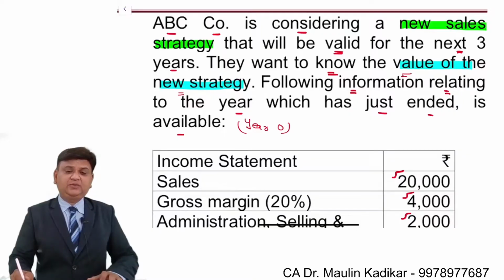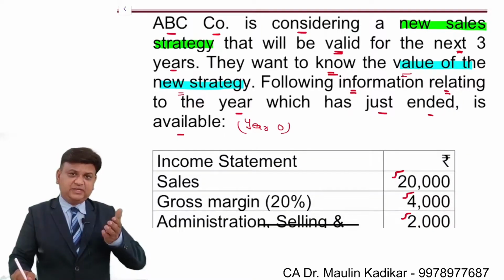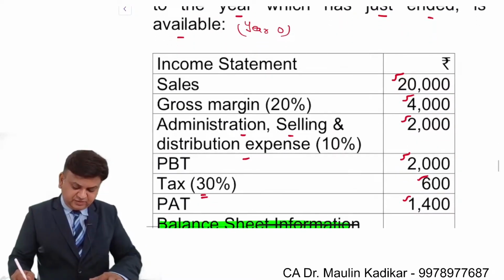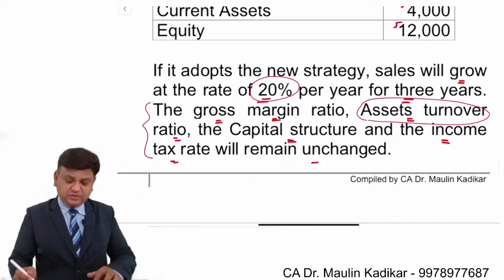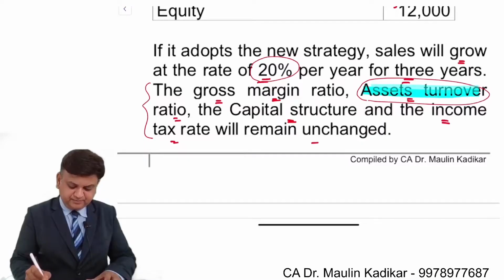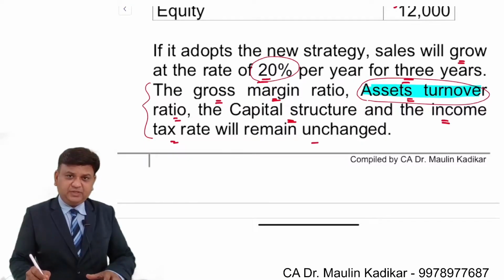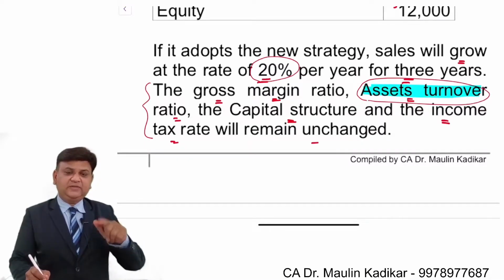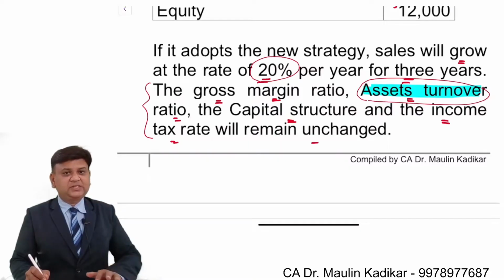Now friends, let us understand how to calculate the free cash flow for equity. As per the given information, the asset turnover ratio is going to remain the same. Using this information, we are required to compute the investment that we have to make in the assets. This is what we are required to calculate.